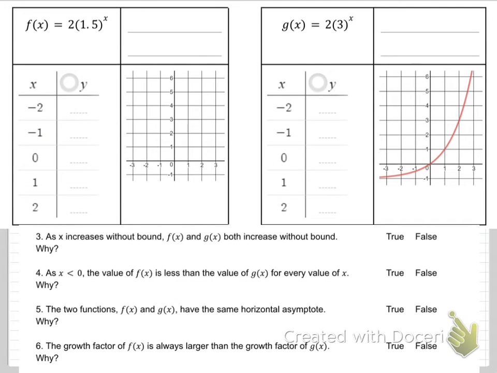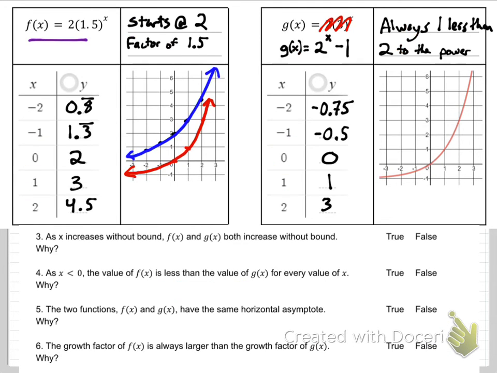For the next one, let's first fill in all these. As x increases without bound, that means as x gets bigger and bigger, f of x and g of x both increase without bound. This statement is true because they are both exponential growth functions.